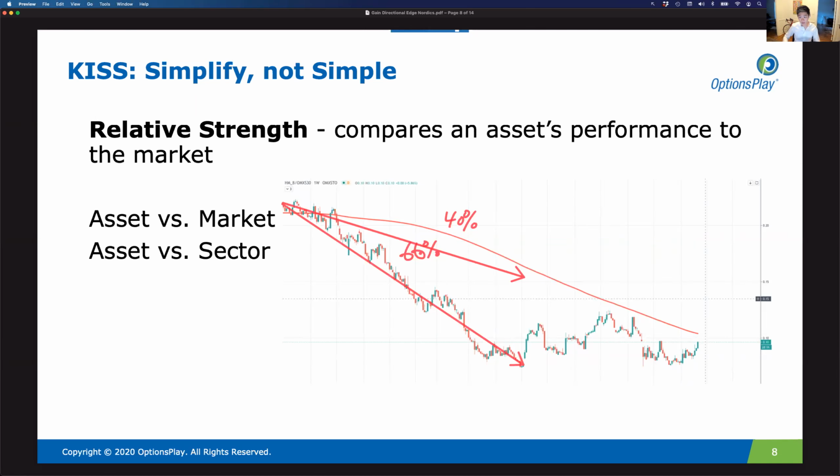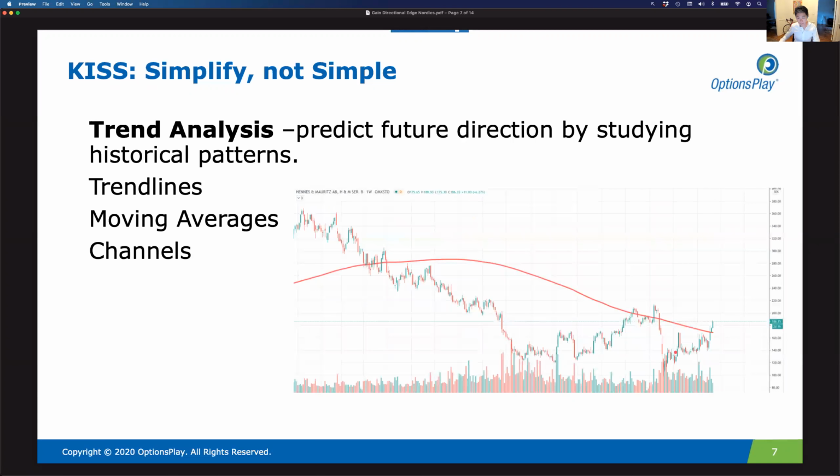On the same token, right? If H&M is truly starting to outperform here, right?